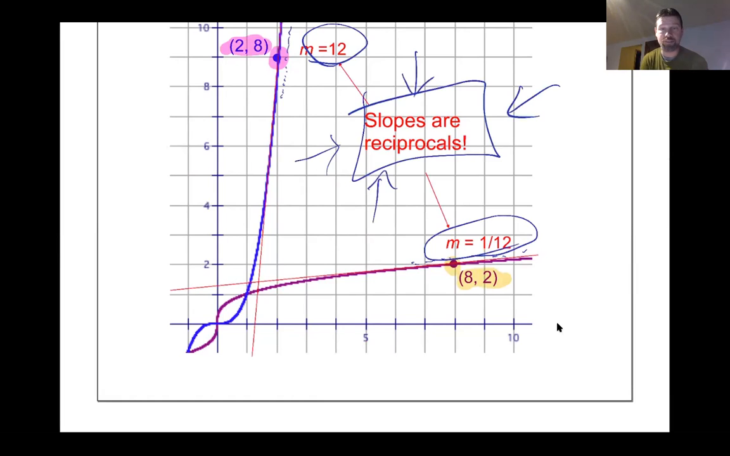Please note, not opposite reciprocals, that's perpendicular lines. These slopes are not perpendicular slopes. They're just reciprocal slopes.